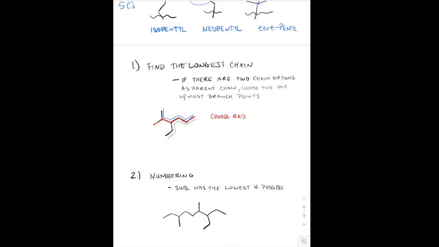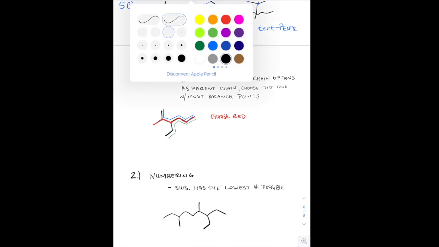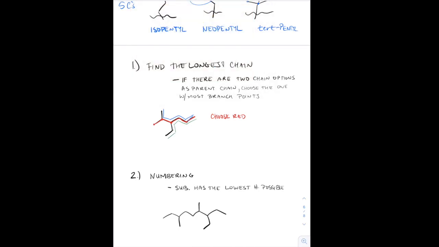Okay, so for the next one we have the second rule, which is numbering. With a little side note, the substituent has to have the lowest number possible. So what that means is, first and foremost, what we want to do is look for the longest chain. Okay, let's just start over here. 1, 2, 3, 1, 2, 3, 4, 5, 6, 7.